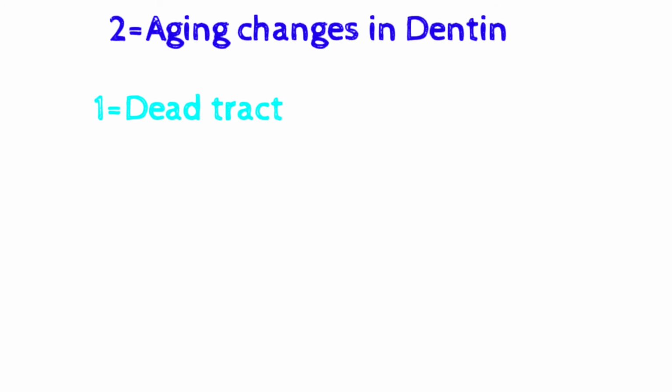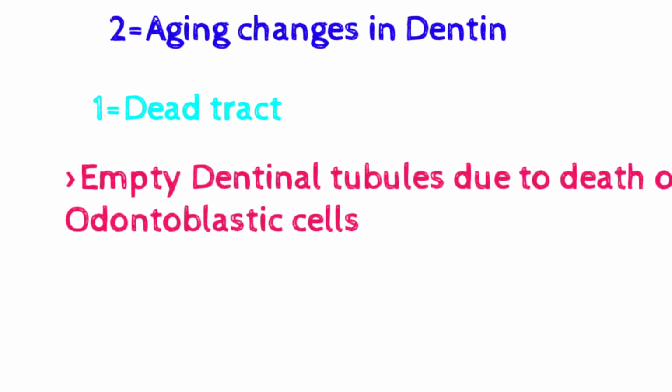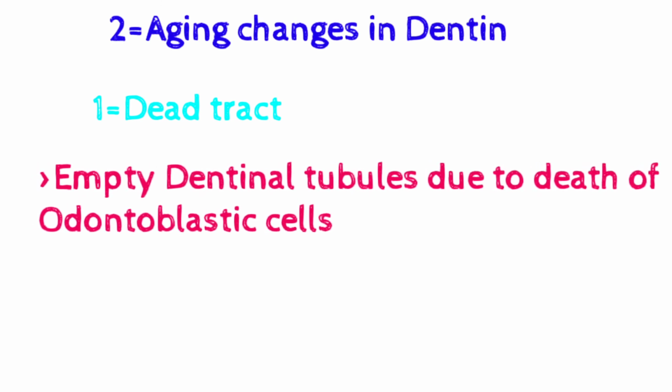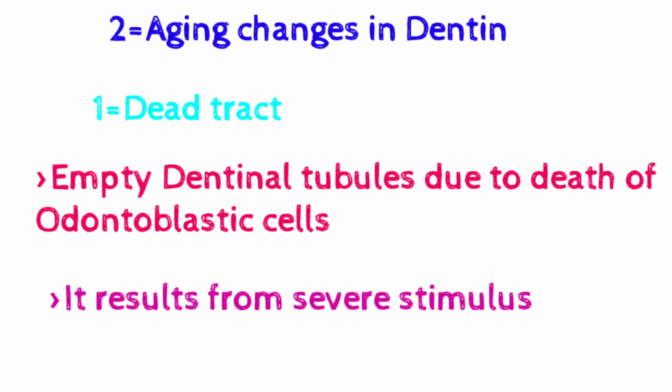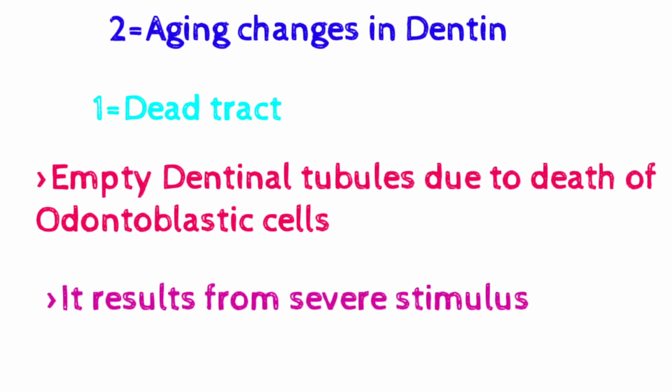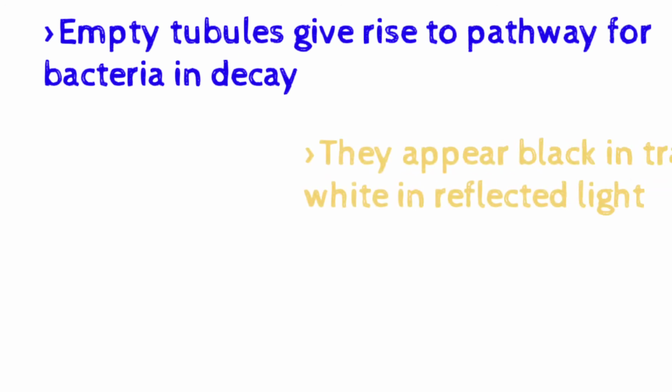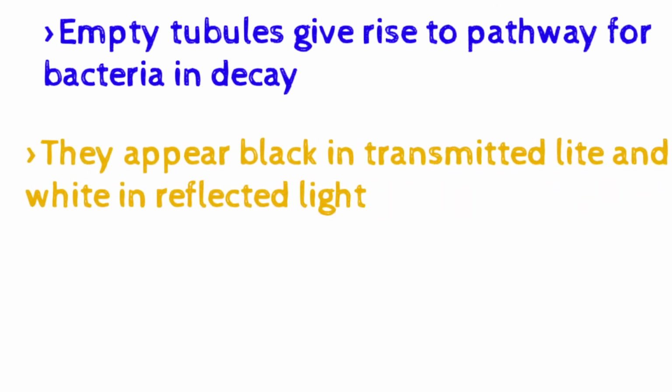Now after types of dentin, come to the aging changes in dentin. There are two aging changes. First is the dead tract. What is a dead tract? Empty dentinal tubules due to death of odontoblastic cells, and the cause is that it results from a severe stimulus. And the empty tubules give rise to a pathway for bacteria and decay. It helps in the ingress of bacteria.